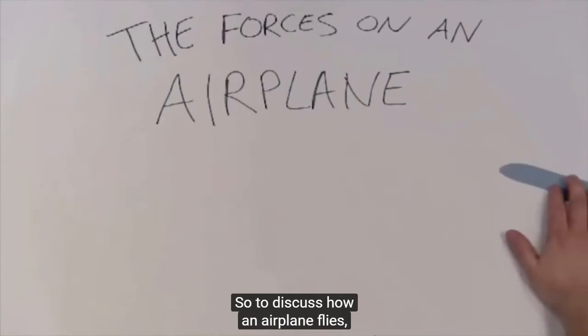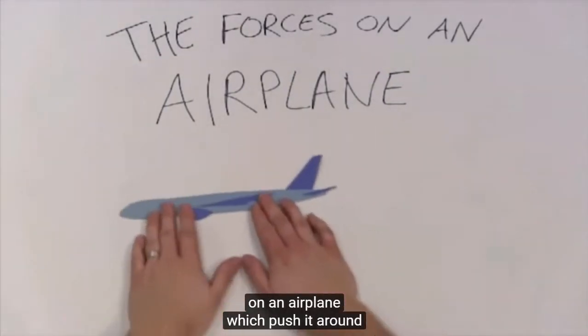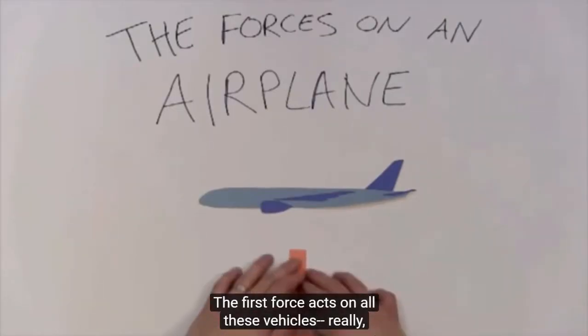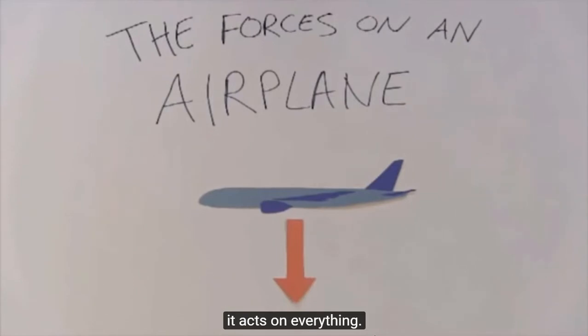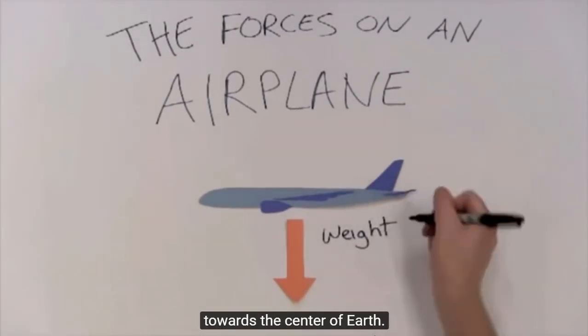So to discuss how an airplane flies, we first have to talk about the forces on an airplane, which push it around in all sorts of different directions. The first force acts on all of these vehicles. Really, it acts on everything. It's the weight force, which points down towards the center of Earth.